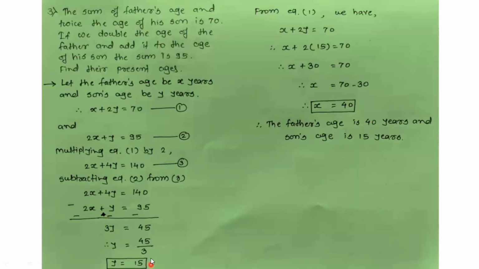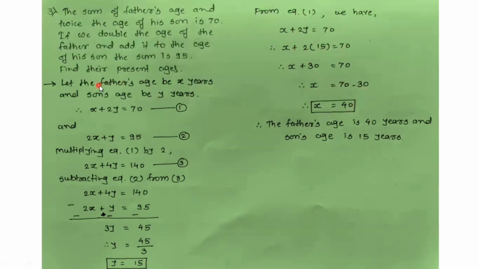Now from this, we have to find the value of x. For that, consider any of the equations 1, 2 or 3. So from equation number 1, we have x plus 2y is equal to 70. If we replace y by 15, as we have found the value of y to be 15, x plus 2 into 15 is equal to 70. 15 into 2, that's 30. If we take 30 to the right hand side, we will have x is equal to 70 minus 30, that is 40. So this is the value of x.